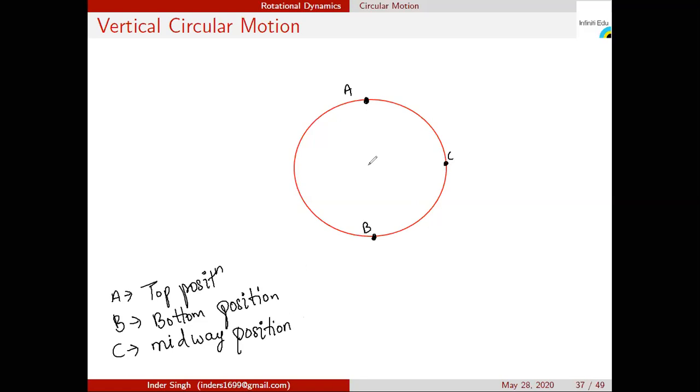Suppose this is the center of the circle, O. So what will be the radius? This is going to be the radius R.